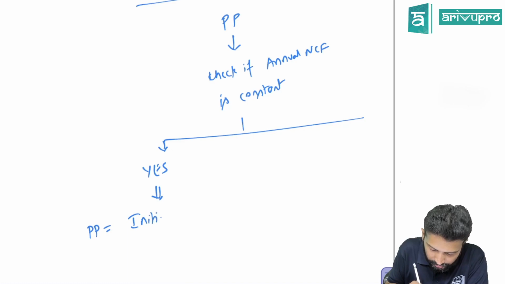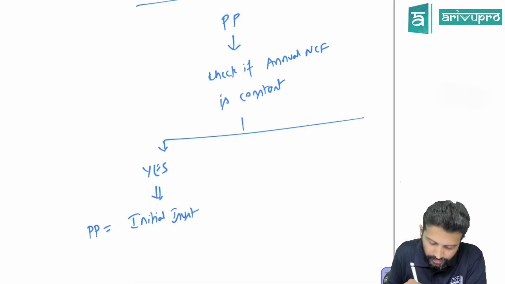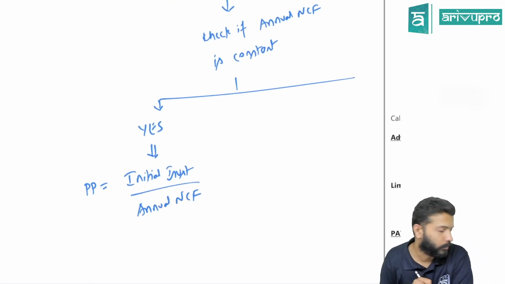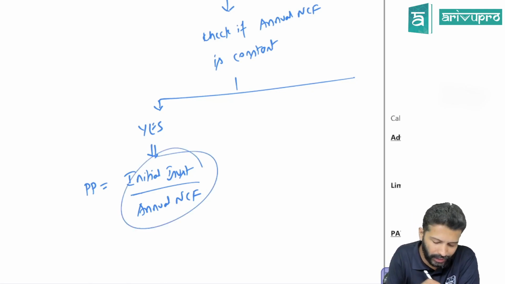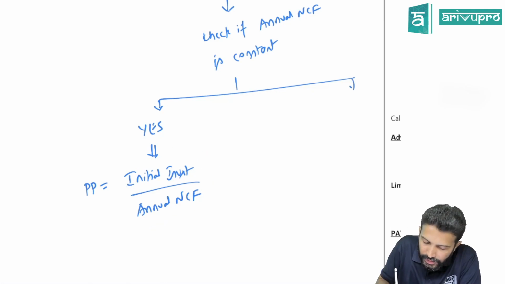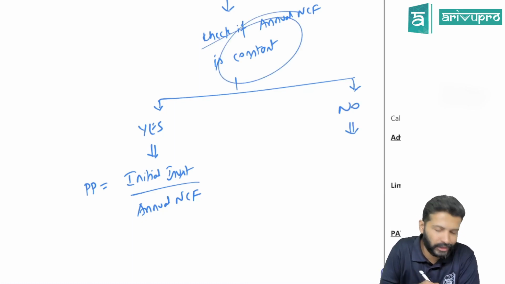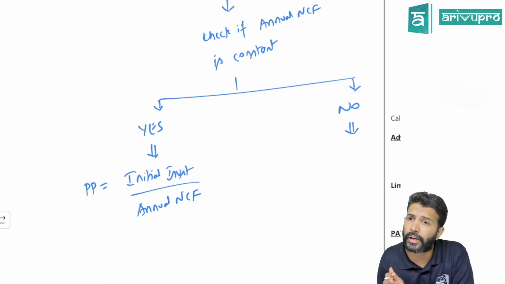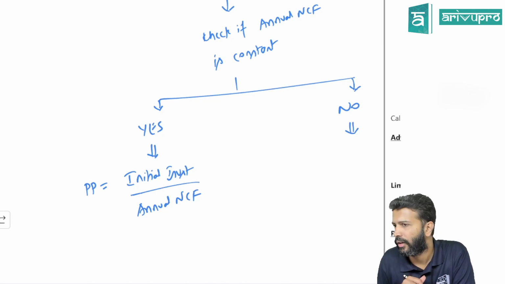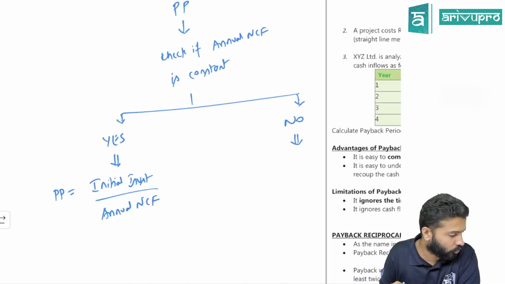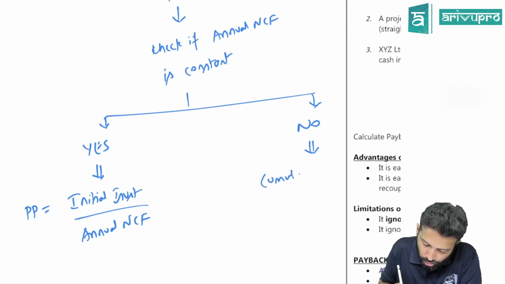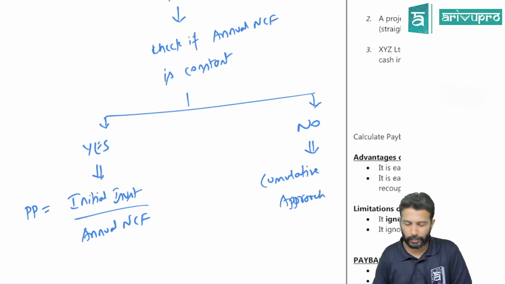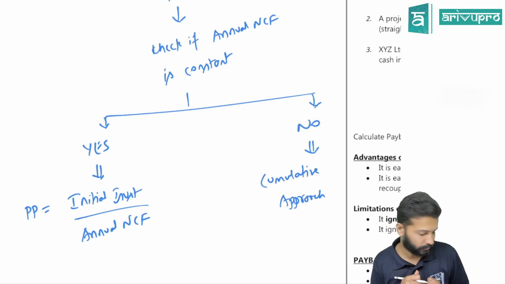Initial investment divided by annual net cash flow. If the answer to this question is no, and every year my net cash flow keeps changing, say first year it is 10,000, second year 13,000, third year 40,000, that means it is varying. If your net cash flow is not constant, then you have to use something known as the cumulative approach. I will take you through problems for both. One problem is there for each of them.